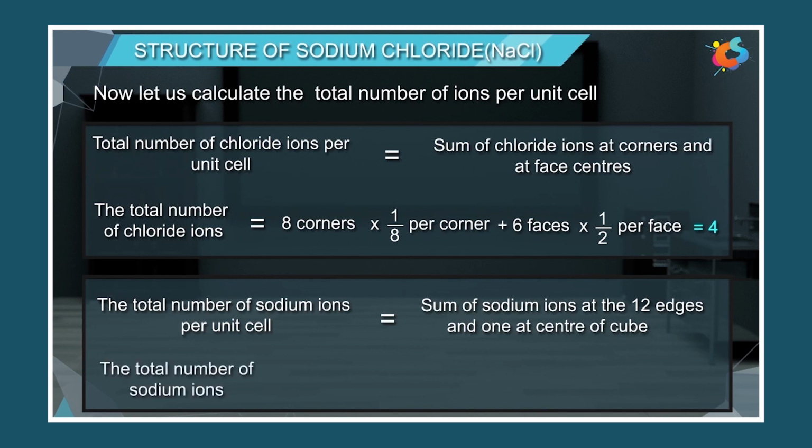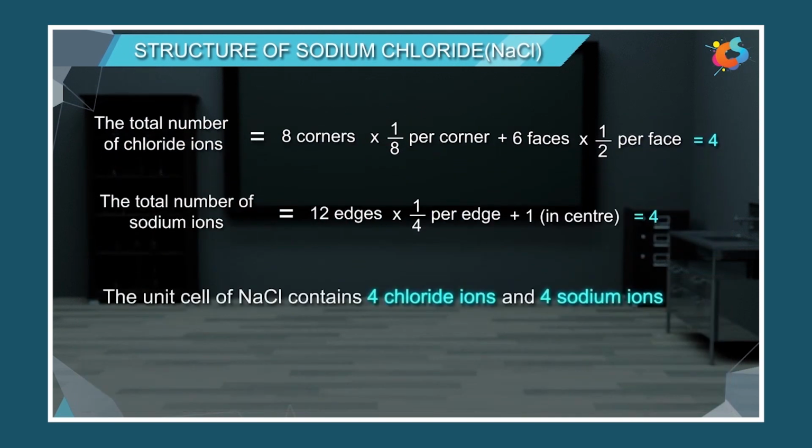The total number of sodium ions is equal to 12 edges into 1/4 per edge plus 1 in the center, which is equal to 3 plus 1, 4. Thus, the total number of chloride ions is equal to 4, and the total number of sodium ions is equal to 4. The unit cell of sodium chloride contains 4 chloride ions and 4 sodium ions.